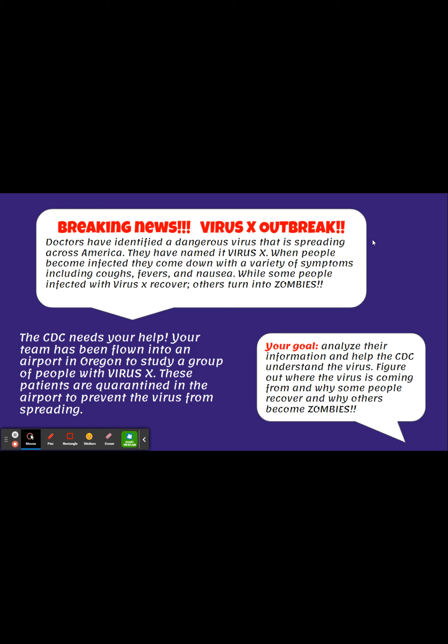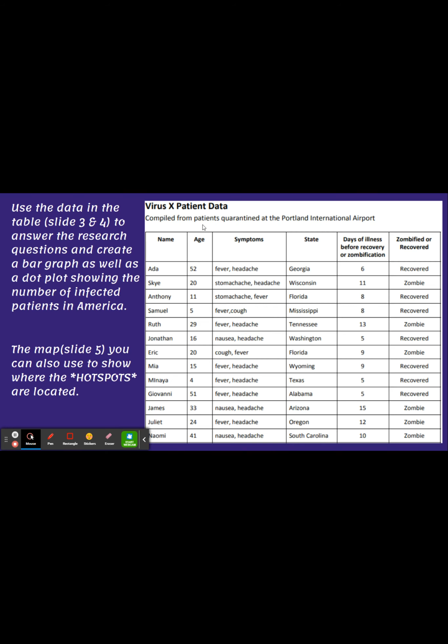Your team has been flown into an airport in Oregon to study a group of people with virus X. These patients are quarantined in the airport to prevent the virus from spreading. Your goal: analyze their information and help the CDC understand the virus. Figure out where the virus is coming from and why some people recover and why others become zombies. Use the data in the table, slides 3 to 4, to answer the research questions.